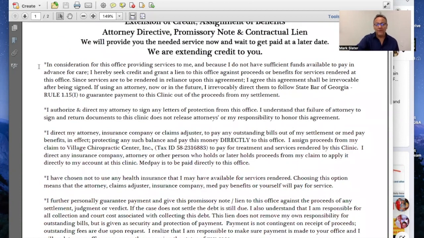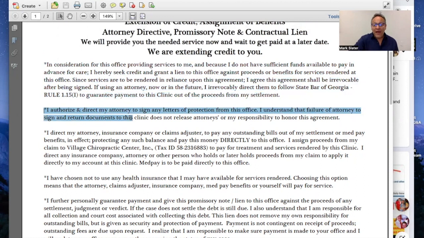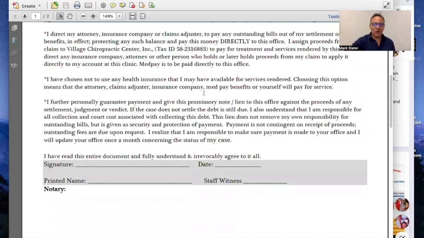There's a paragraph in here: in consideration for this office providing services to you, because I don't have sufficient funds, I, being the patient, hereby seek credit and grant a lien to this office against proceeds, something like that. I authorize and direct my attorney to sign any letters of protection from this office. I understand that failure of the attorney to sign a document does not release the attorney's responsibility to honor this agreement. Boom. I direct my attorney, insurance company, or claims adjuster to pay outstanding bills directly to this office.